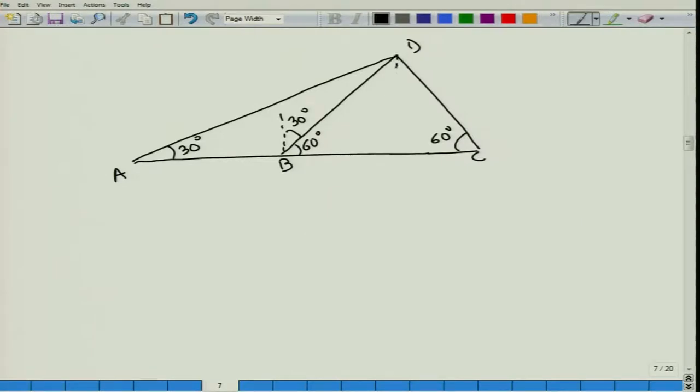Now we can always draw a perpendicular from D to the side AC. Let us call it E. Now we are interested in knowing H. Now this is given to be 25 meters. This is also equal to 25 meters. So now let us consider BE to be equal to X. So in that case EC will be 25 minus X.